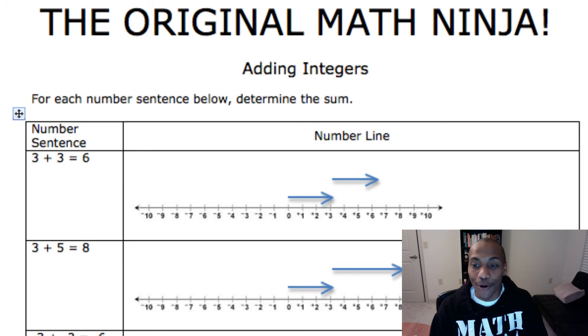Okay, so I hope you guys got value and you guys understand exactly how to add integers now. Integers are positive and negative whole numbers that can be added together, and you can use a number line to help you out.